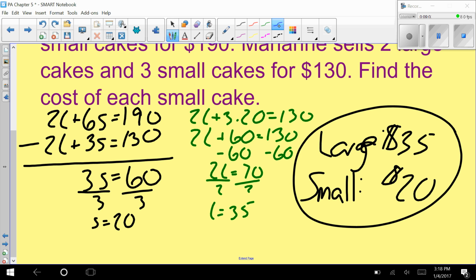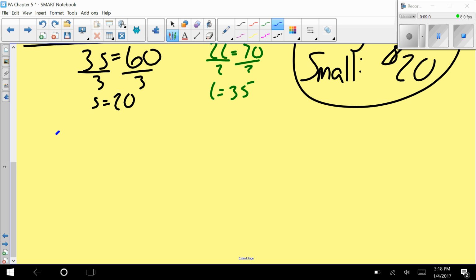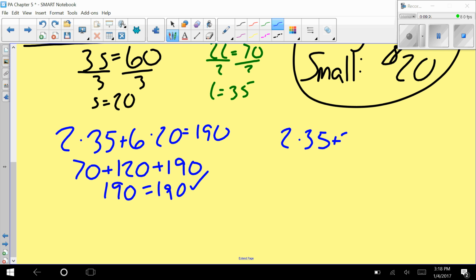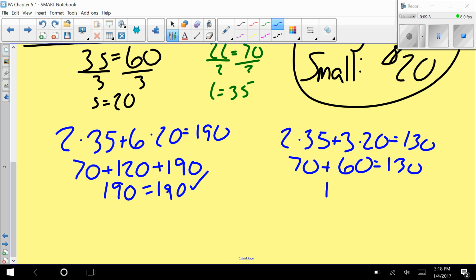Let's double check that to make sure we're right. We're going to do 2 times my large cake, which is 35, plus 6 times my small cake, which is 20, and that should equal 190. 2 times 35 is 70, plus 120. 70 plus 120 is 190, so it works. Our other equation is 2 times the large cake plus 3 times the small cake equals 130. Well, that's 70 plus 60. 70 plus 60 is 130. So it works. The cost of a small cake is $20.